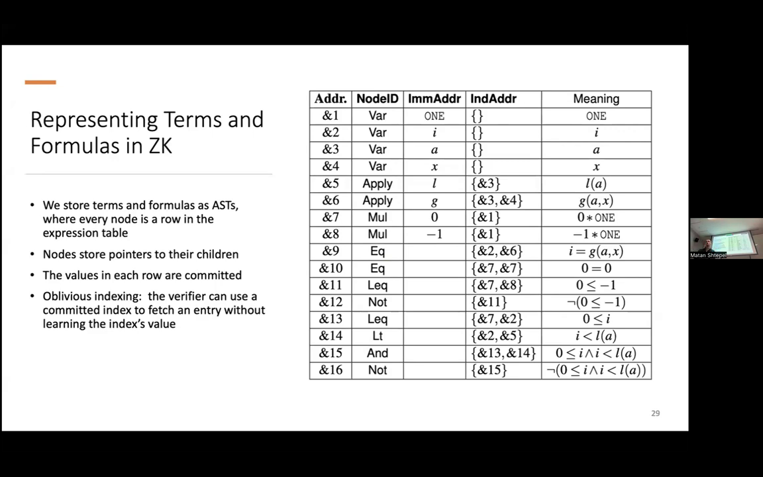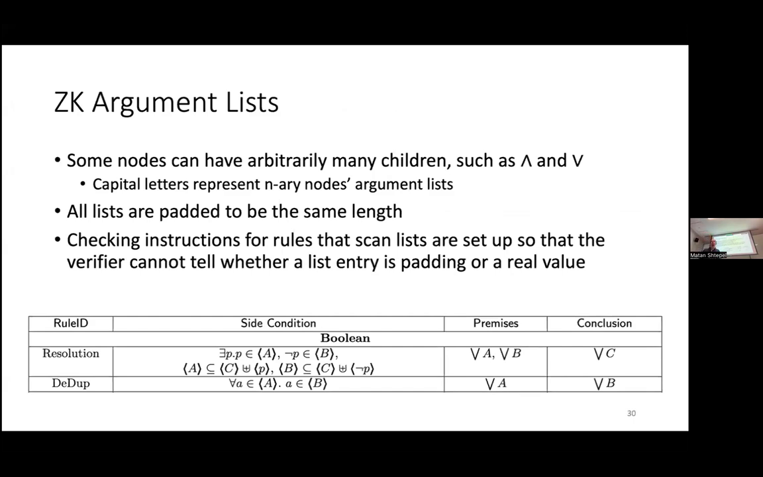And more importantly, we support oblivious indexing for this table. That means that the verifier can use a committed integer index to fetch a row of this table without learning what the value of that index is. That's another safeguard against the verifier doing frequency analysis for our ZK proofs. Sometimes we need to manipulate lists in our proofs. And when we have lists, we pad all of them to be the same length.